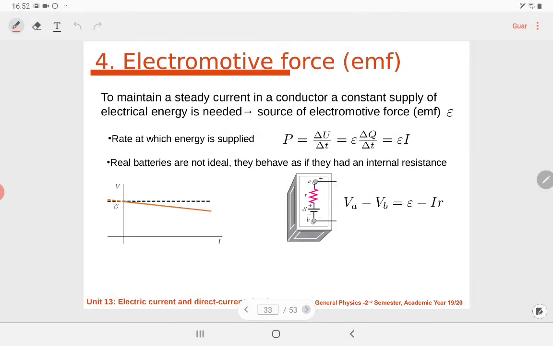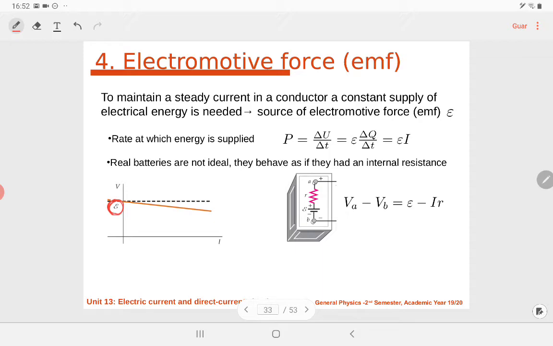Oh, sorry. Real batteries are not ideal. Sometimes in the circuit we have to take into account that a battery is not ideal. What would be an ideal battery? An ideal battery would provide the same electromotive force independently of how much charge is flowing through the battery, through the circuit.